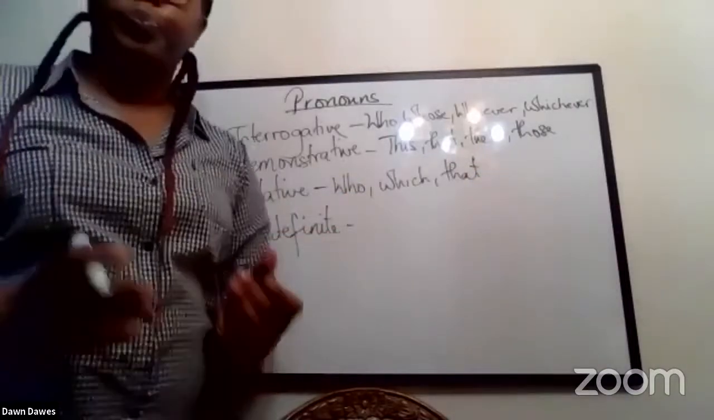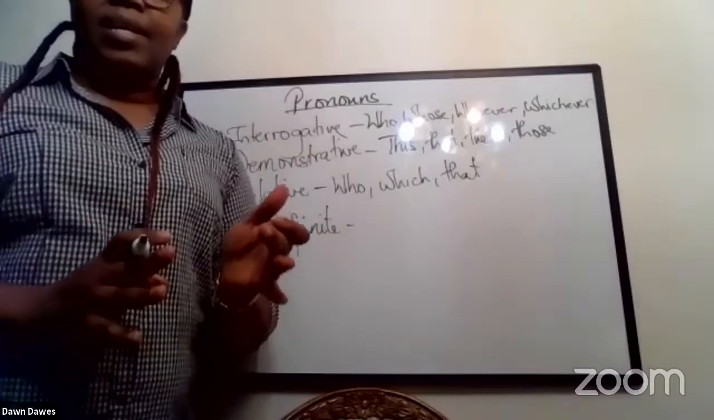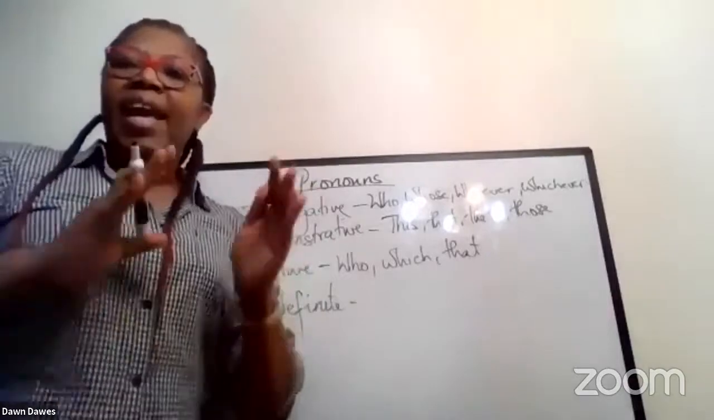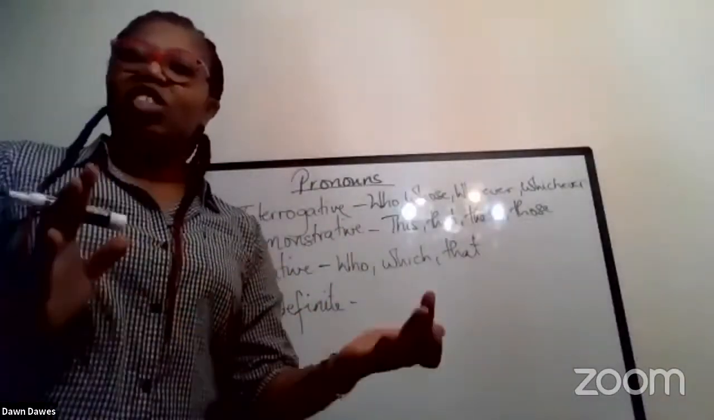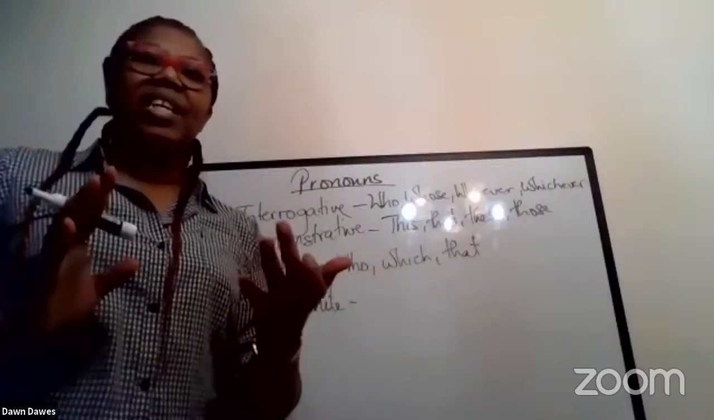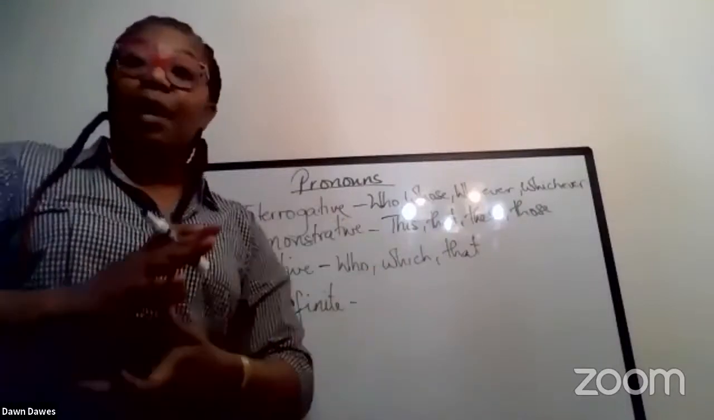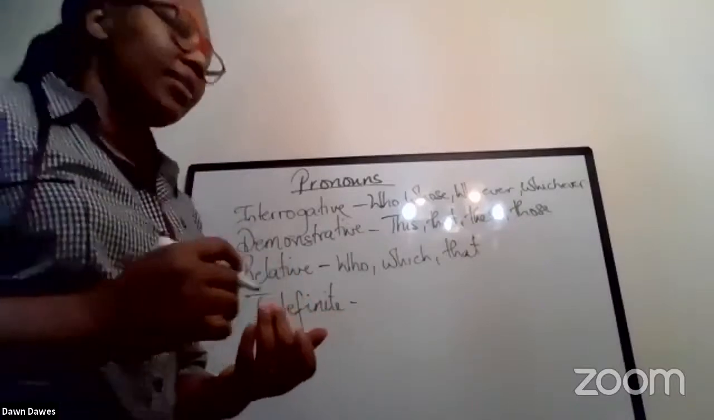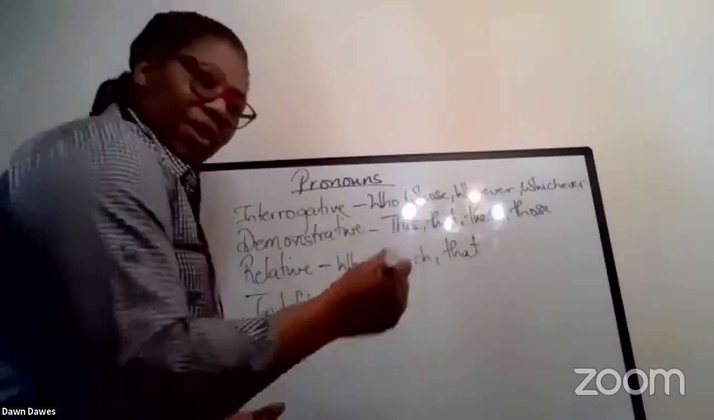Indefinite now. Indefinite is, as it suggests, indefinite. It's like there is no end. It's like it can be anybody. For example, I want to give you examples before I actually give you a list of them.